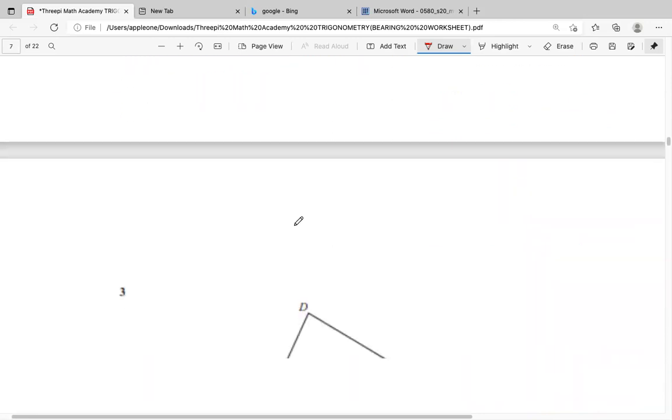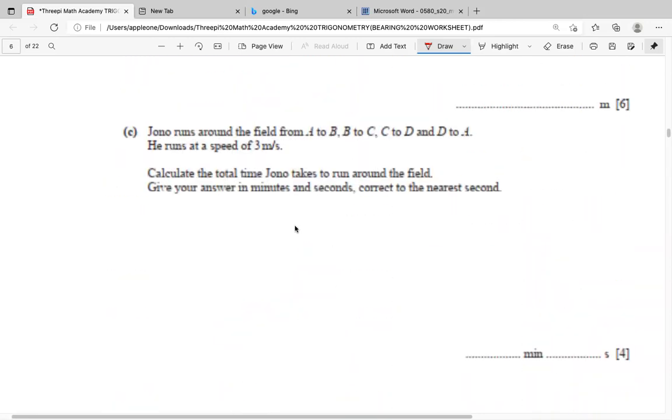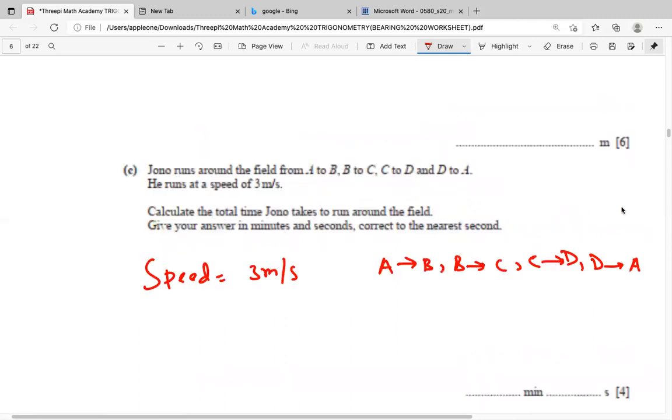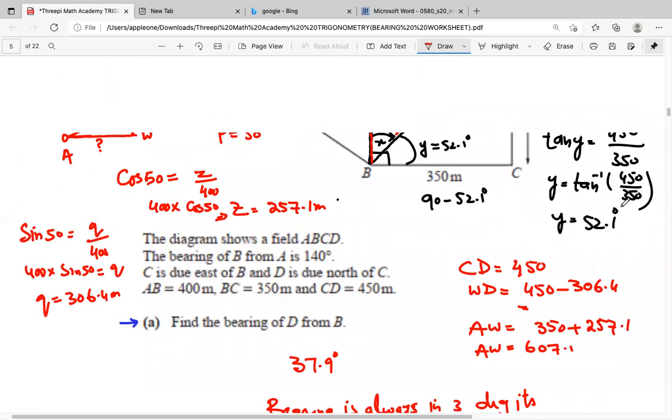That's done part B. Now part C. Part C says, okay, Jono runs around the field from A to B, B to C, C to D, D to A. He runs at a speed of 3 meters per second, okay? And A to B, then B to C, then C to D, and then D to A again. Look at the whole length. Look at the diagram again.